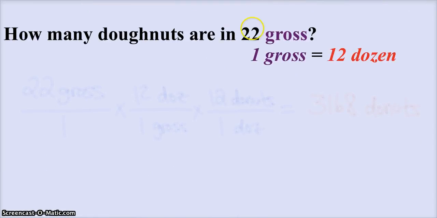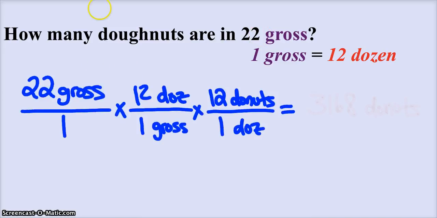So here, I start with what I'm given, 22 gross. I put it over 1, and that gross goes down to the bottom of the conversion factor. And then I have to change it into something I know. And we see here that 1 gross is equal to 12 dozen. I know that. But that doesn't finish my question. I want to know how many donuts are in 22 gross. So I have to continue on.